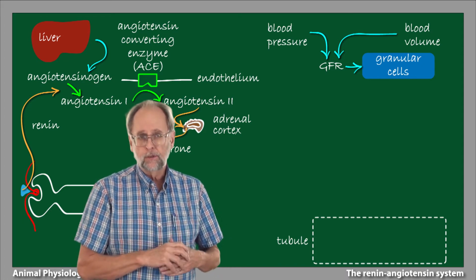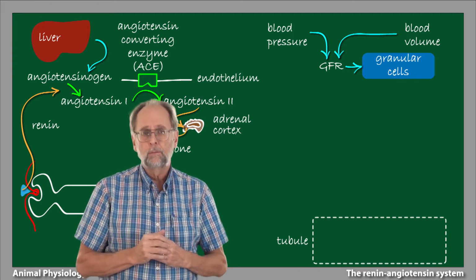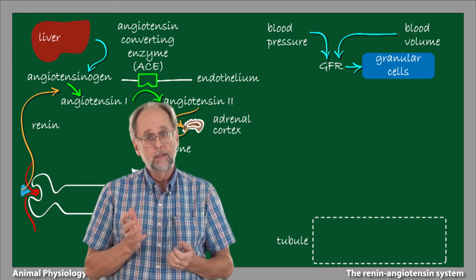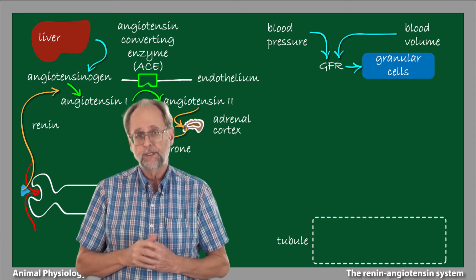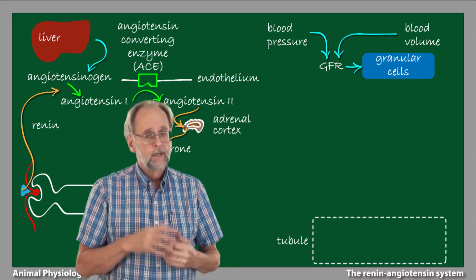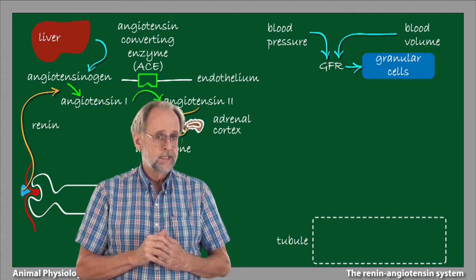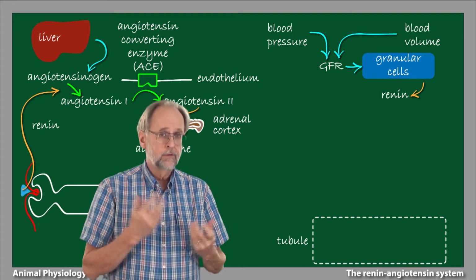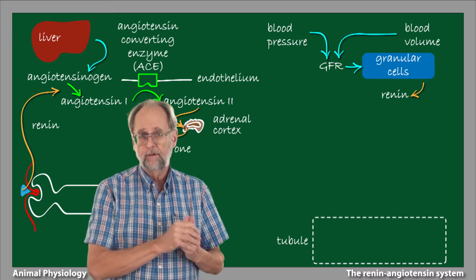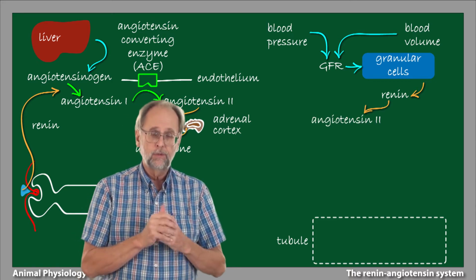Keep in mind also that blood pressure and blood volume are coupled to one another, although blood pressure can be controlled independently of blood volume through mechanisms like vasoconstriction. A reduction of glomerular filtration rate is one of the things that stimulates the granular cells to secrete renin. And through the complicated cascade of events that we've just outlined, to produce angiotensin-2 in the blood.